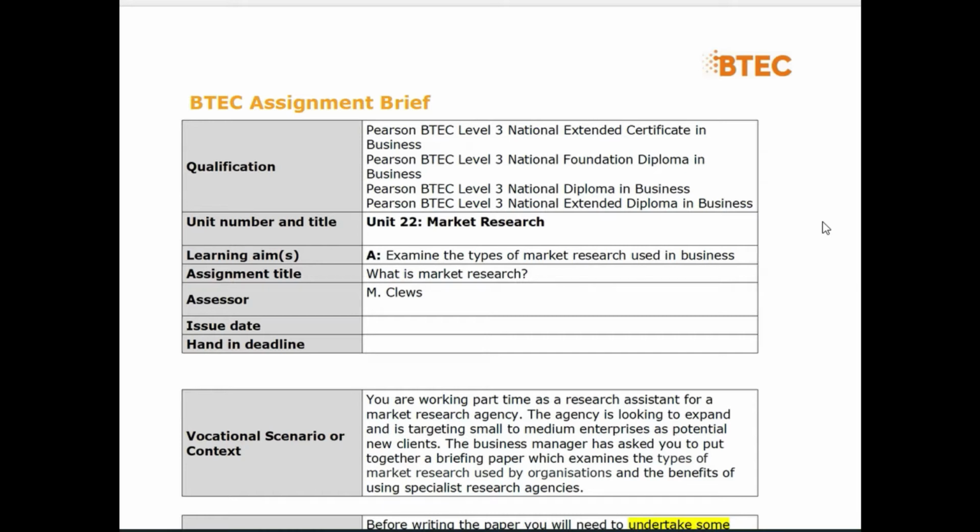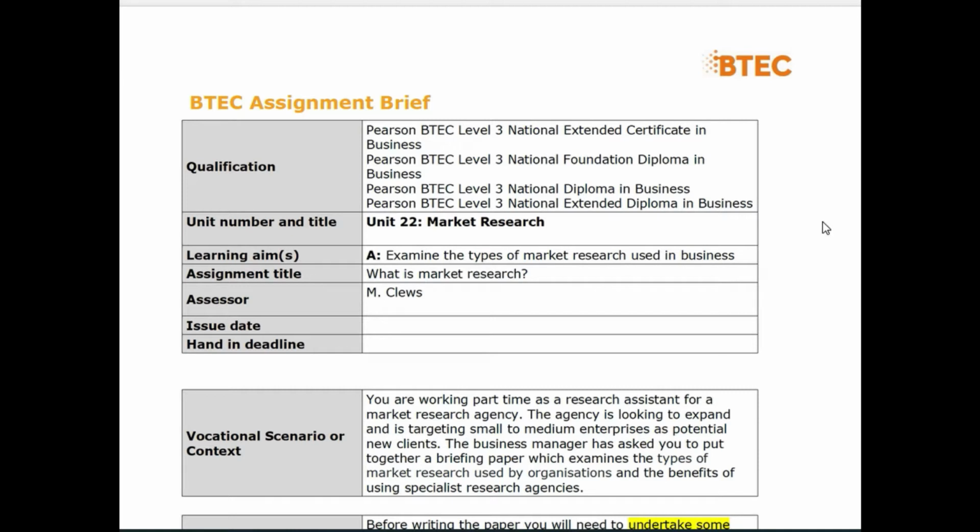Now, you recall in a previous live session, I set you the task to go away and do a little bit of research into finding out about maybe a small enterprise that you know that has some form of market research, primary and secondary. And you'll also recall the task where we've been looking at what are the different types of primary and secondary research.